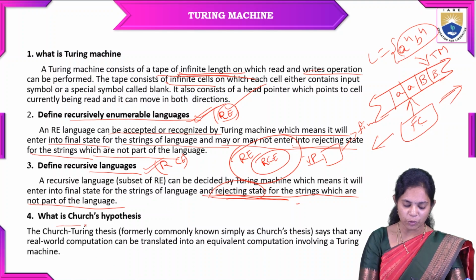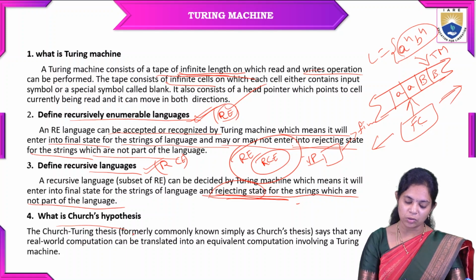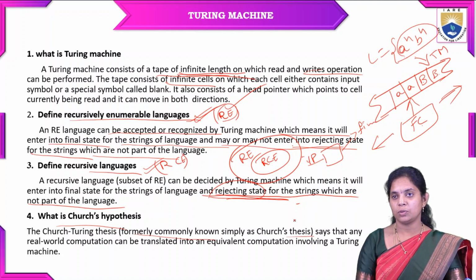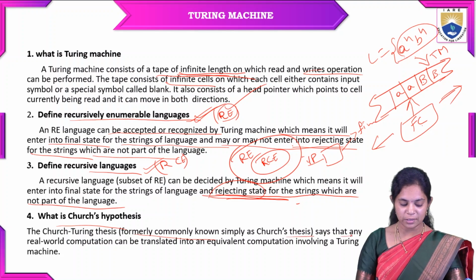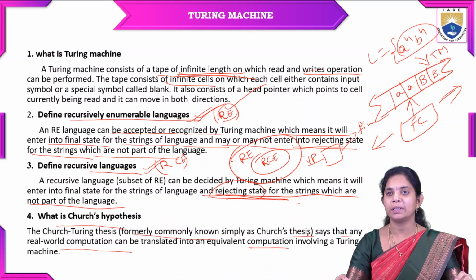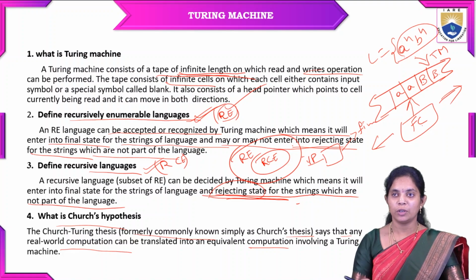And what is meant by Church's hypothesis? Church's hypothesis is also commonly known as Church's thesis. Church's thesis says that any real-world computation can be translated into an equivalent computation. Whatever the real computation is, like addition or multiplication, an equivalent computation will be performed by the Turing machine.